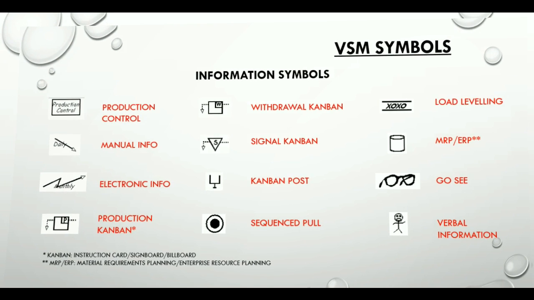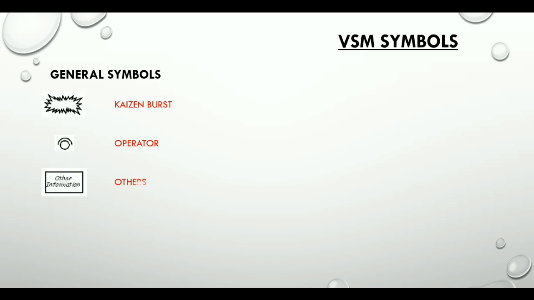Moving on to the last category of symbols, which is the general symbols. We have the Kaizen burst icon, used to highlight improvement needs and plan Kaizen workshops. We have the operator icon, which represents an operator, shows the number of operators required at any workstation. Then we have the other icon, other useful or potentially useful information. We have the timeline icon, which shows value added time like the cycle time and non-value added time like the wait time.